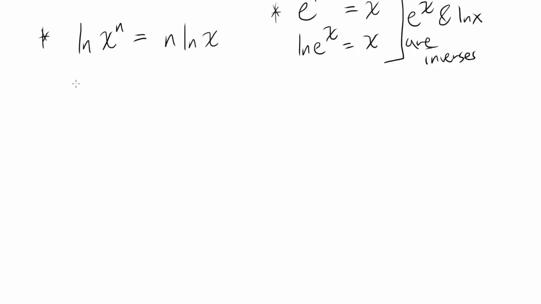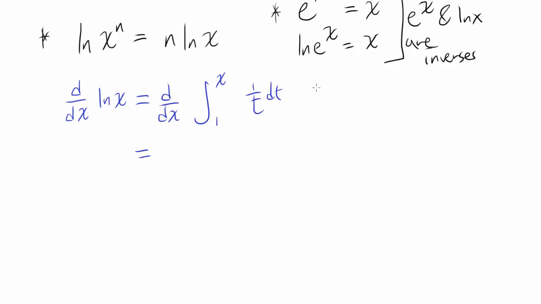Well, let's think about what the derivative of natural log of x is to begin with. Natural log of x is defined to be the integral from 1 to x of 1 over t dt, and you may recognize from the second fundamental theorem of calculus that the derivative is precisely equal to 1 over x. You just replace t with x. So the derivative of natural log turns out to be 1 over x.